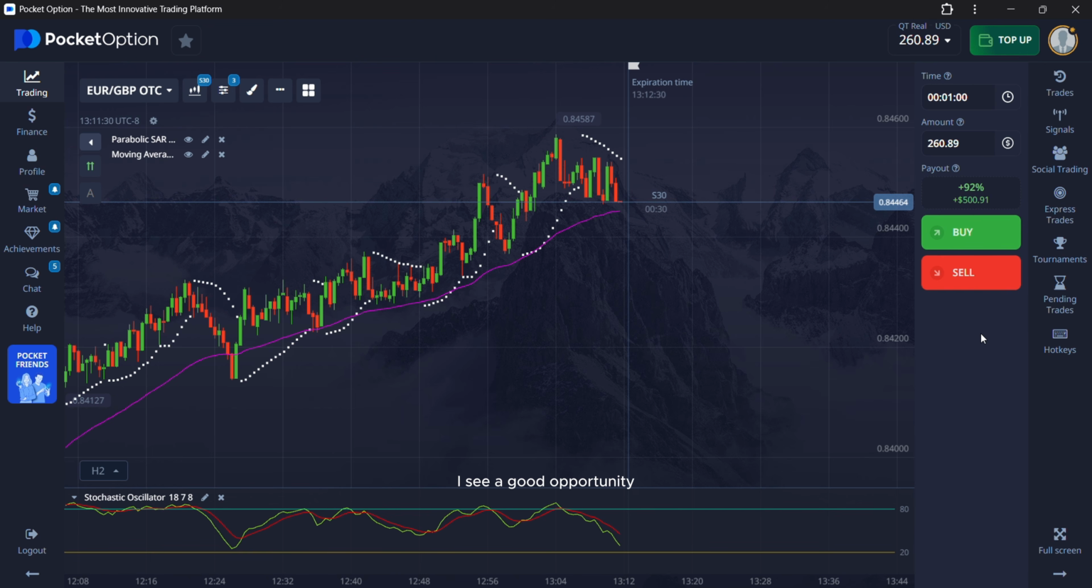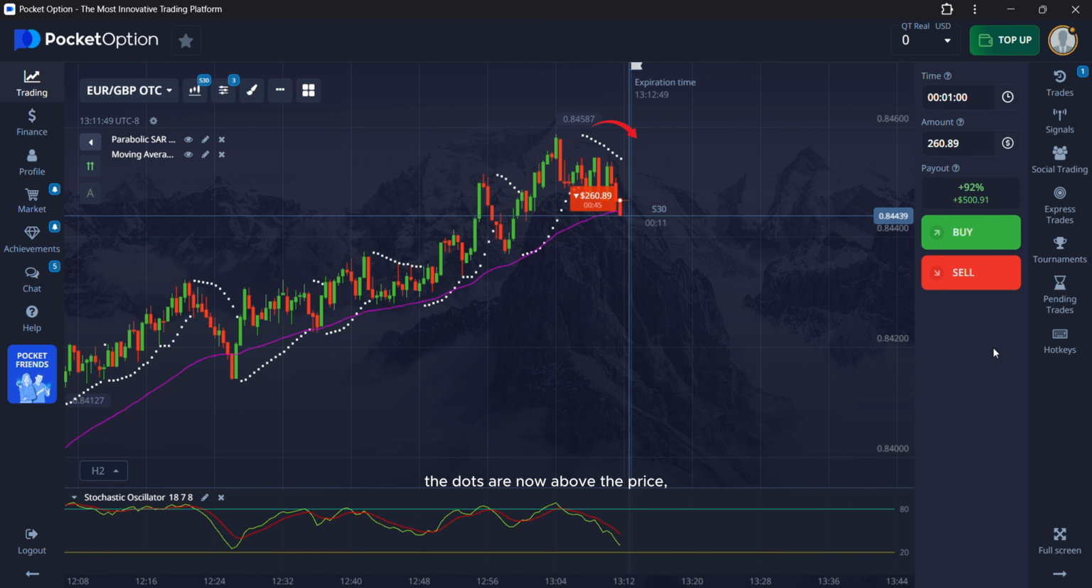I see a good opportunity to enter a put trade on this currency pair. The price had been rising for a while but eventually hit a strong resistance zone. You can clearly see the candles losing momentum. Each bullish candle closed lower than the previous one. The parabolic SAR has reversed. The dots are now above the price, which points to a decline.